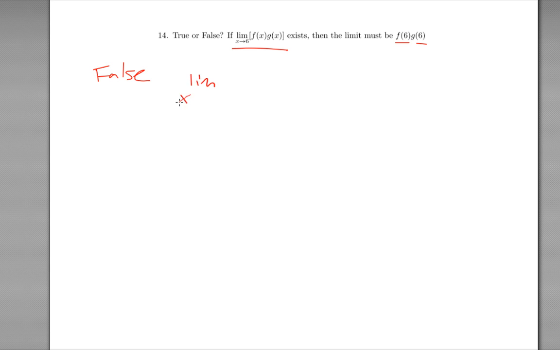The limit as x goes to 6 of x minus 6 times 1 over x minus 6. So here's f, this is g. Well, this is kind of easy. As long as we keep them together, x minus 6 times 1 over x minus 6 is just 1. So this limit is 1 as long as we keep them together.